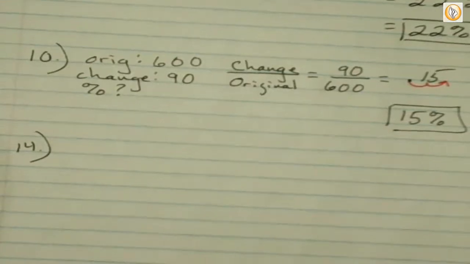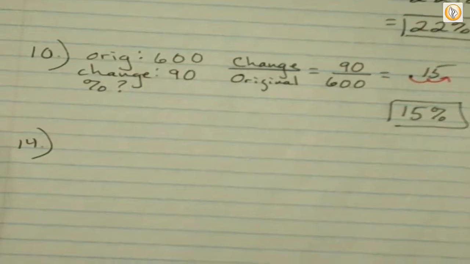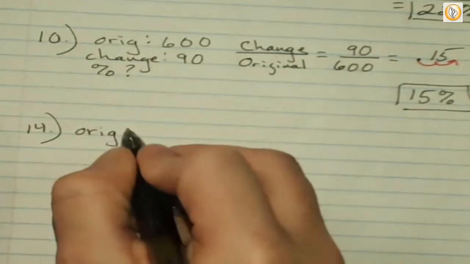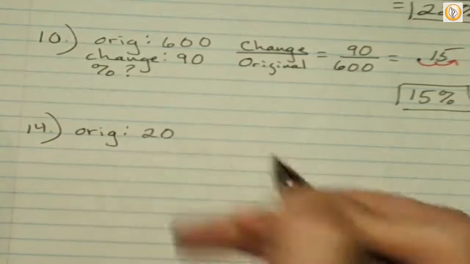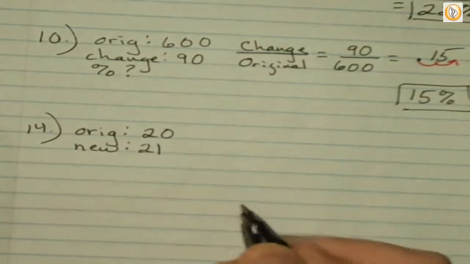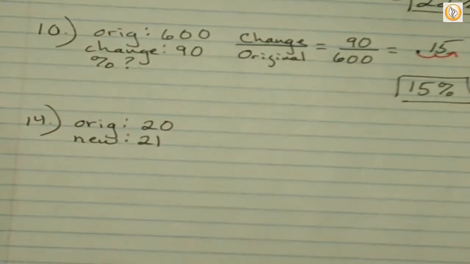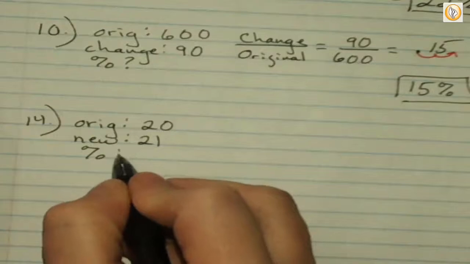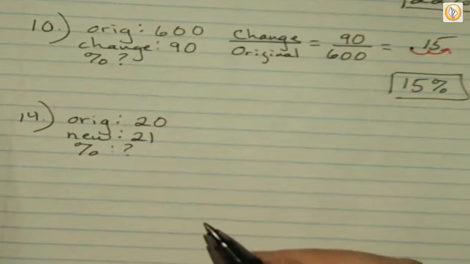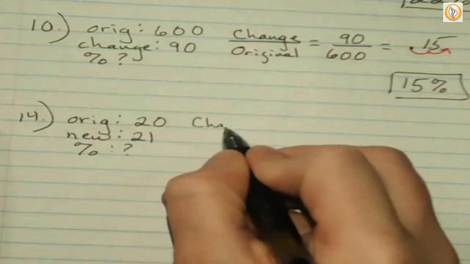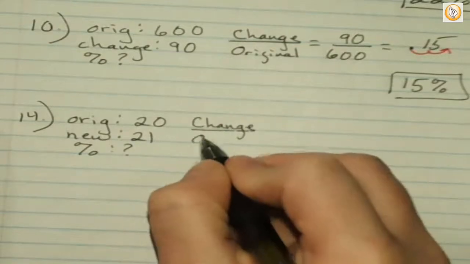This time it says find the percent change, indicate whether it is increase or decrease. This time they give you the original amount of 20 and they gave you the new amount, which is 21. Did they give us the change this time? No. But they want us to find the percent change. Okay, so the formula is change over original.